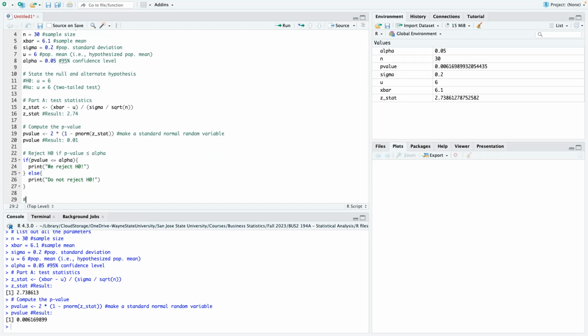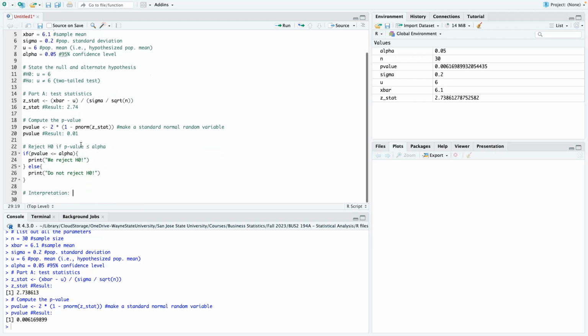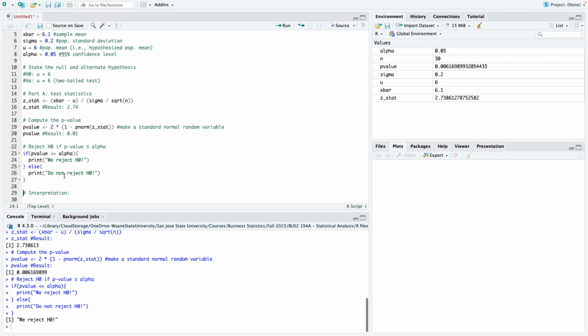And then I'm just going to say that interpretation. I'll come back to that. All right. So now let's run line number 22 to 27. So you could see it here. It says we reject H0, right?